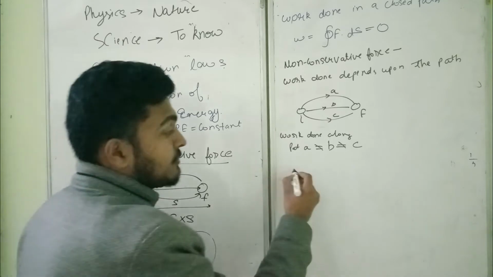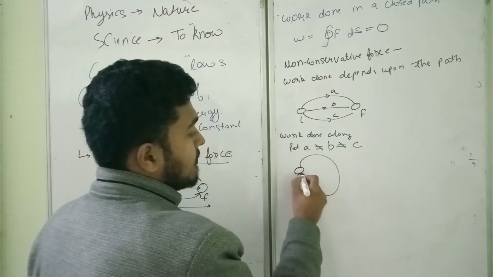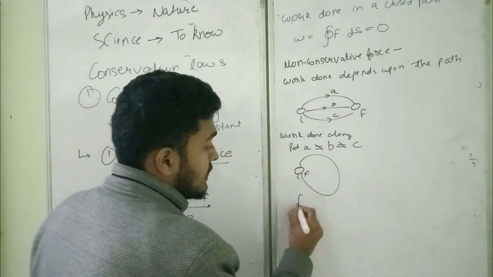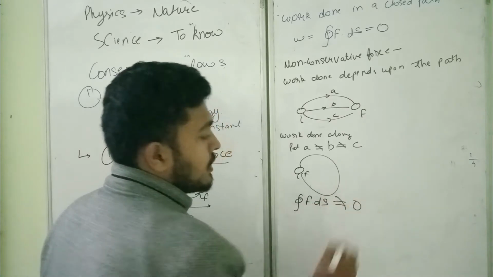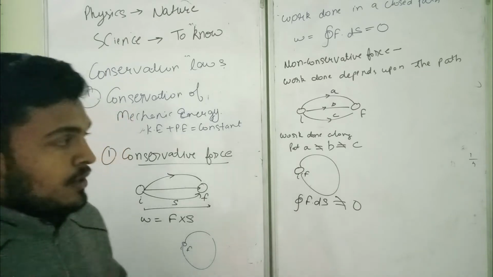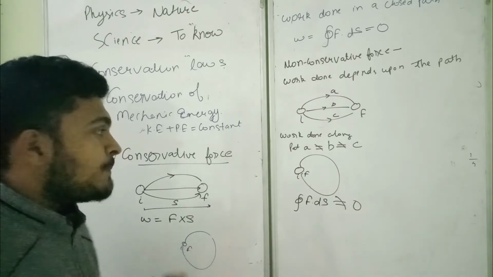So in this case, if we move from this initial position and come back to the final position, here the closed line integral of this force will not be equal to 0. This is in case of the non-conservative force. So these are two kinds of force, conservative and non-conservative forces.